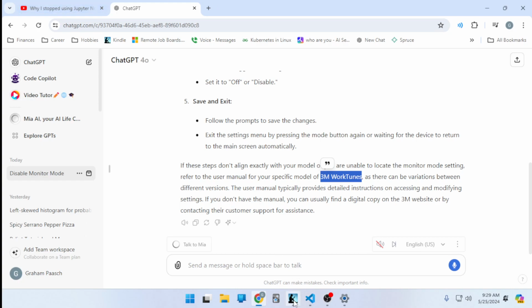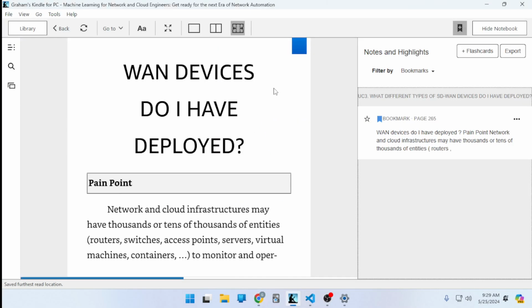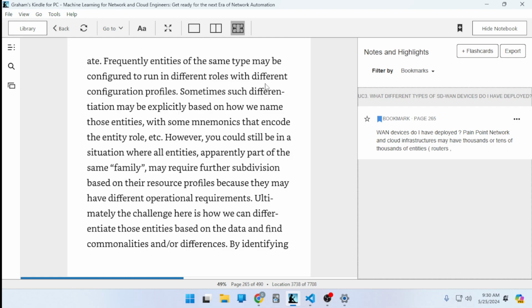All right, so continuing on. The pain point for this use case: network and cloud infrastructures may have thousands or tens of thousands of entities (routers, switches, access points, servers, virtual machines, containers) to monitor and operate. Frequently, entities of the same type may be configured to run in different roles with different configuration profiles.